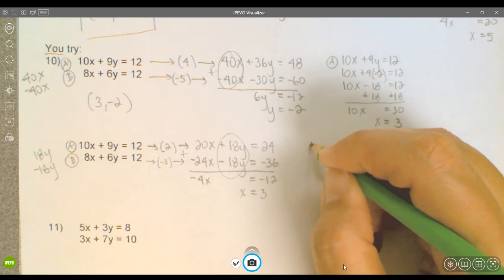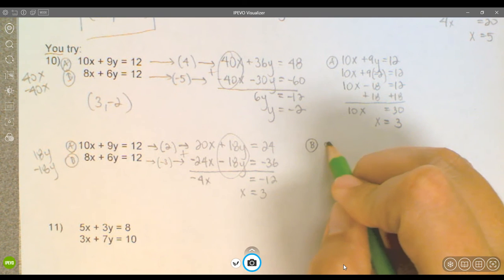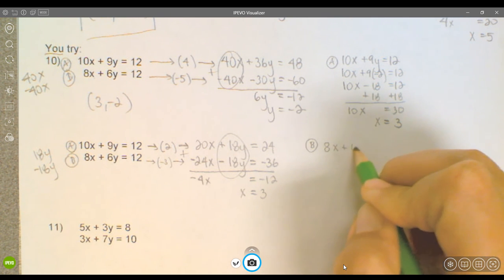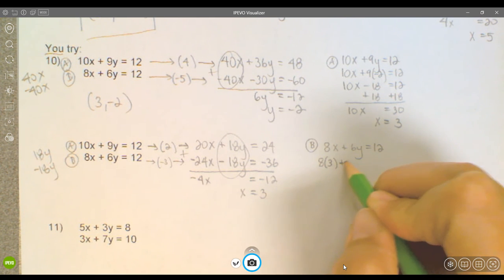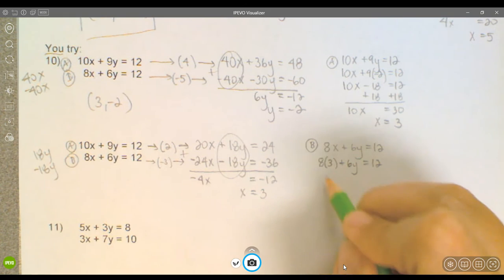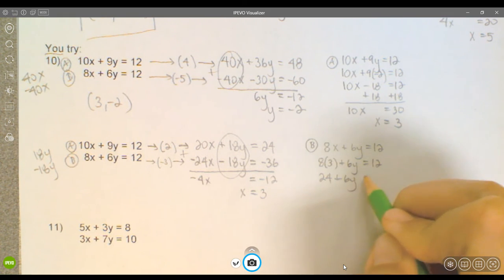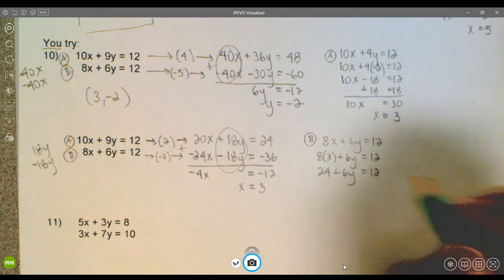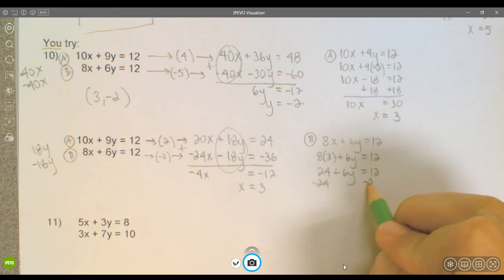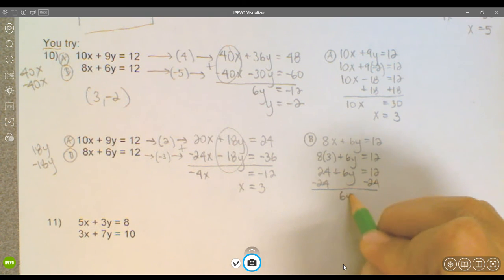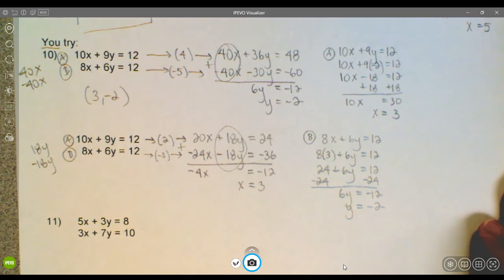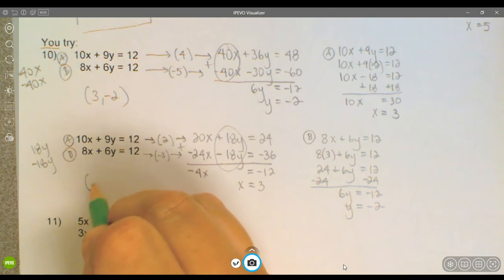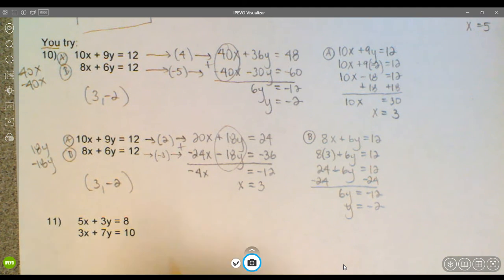And for this one, I'll substitute into the bottom equation just so you can see what's what. The bottom equation is 8x plus 6y equals 12. X in this problem is 3. So I have 24 plus 6y equals 12. So let's subtract the 24 from both sides. In doing so, I find that 6y equals negative 12, and so y equals negative 2, and my ordered pair is 3, negative 2. Look at that. It's in both of them.